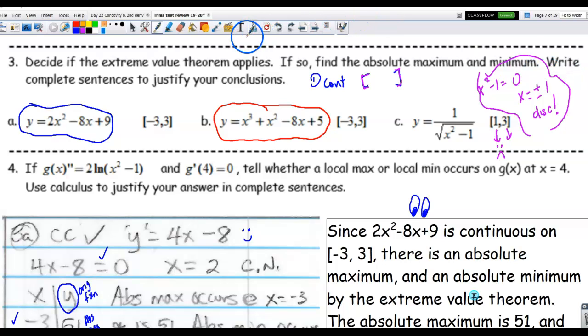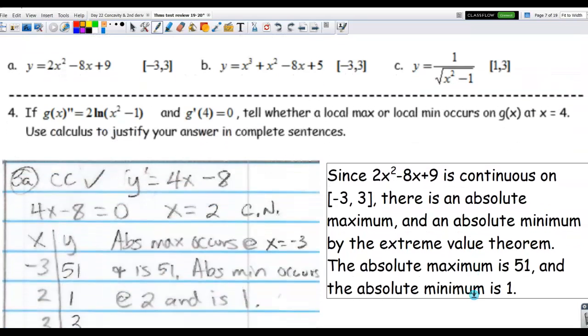Question number 4. Let's clear these annotations. And this is the last question of the first part. They're giving me a second derivative function, which is equal to 2 ln of x squared minus 1, and the first derivative at 4 is 0. So your math eyes should be going, oh, that's a critical number. This is the second derivative. Let's see what they're going to ask us.